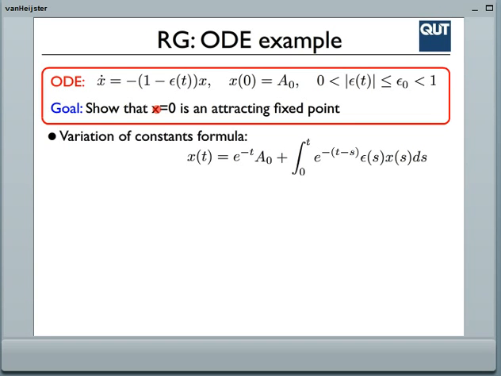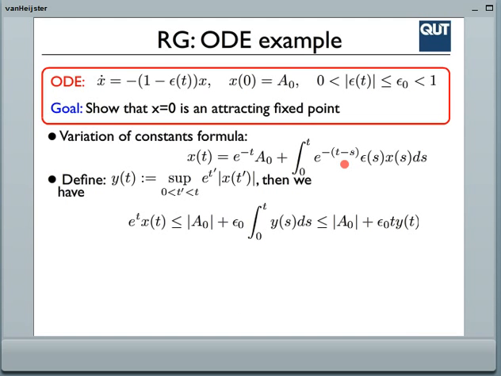And solve this equation. x of t is now given by e to the power minus t plus this condition. Now we want to make some estimates. So we introduce the supremum of e to the power t times x of t. Now we multiply the equation by e to the power t. We get the following estimate: e to the power t times x of t is less or equal than a naught plus epsilon times t.